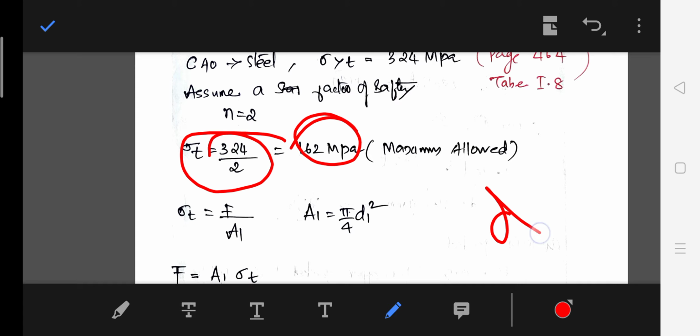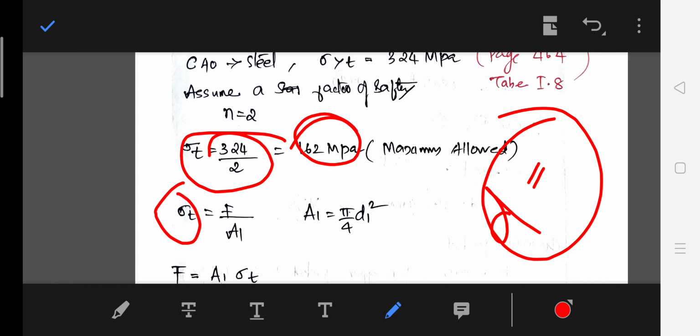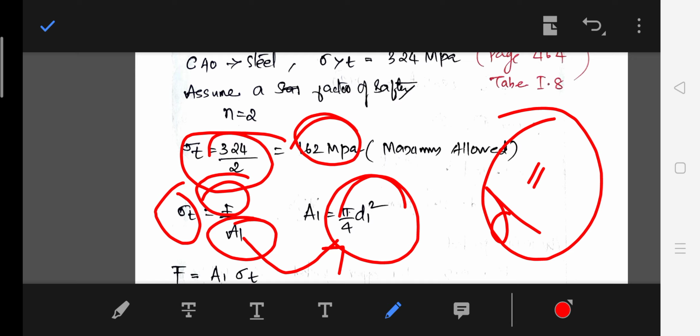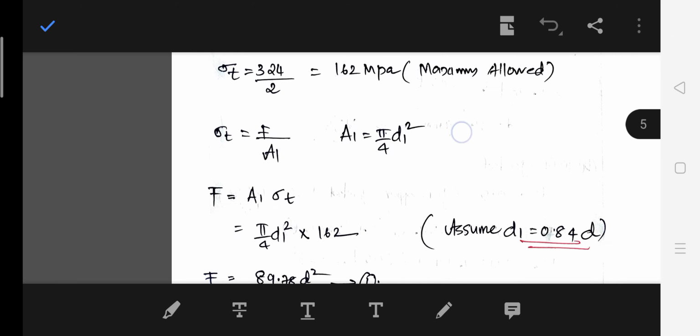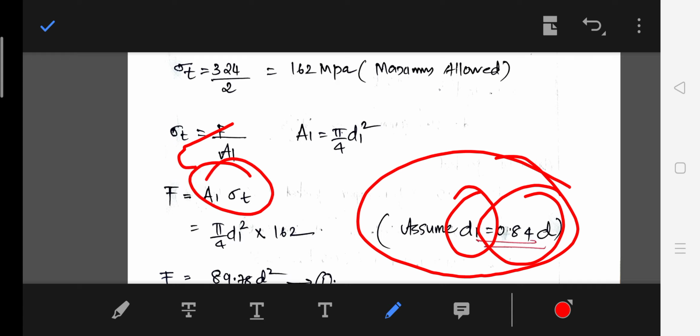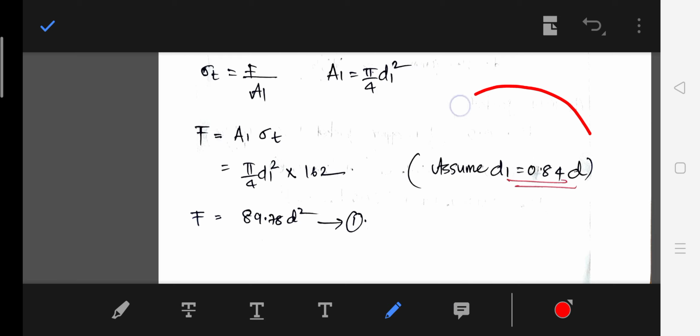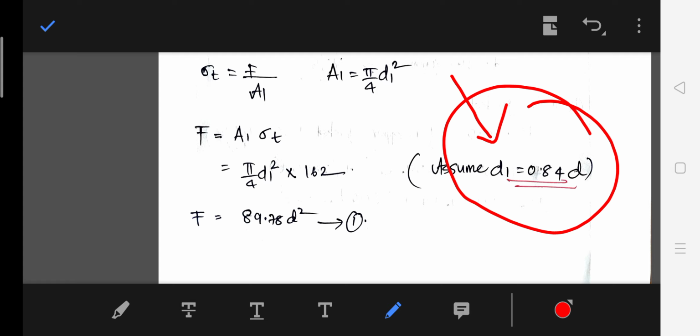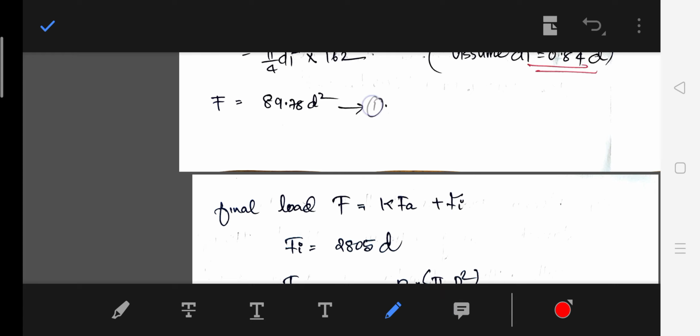We need to find the diameter, right? Sigma t is equal to force by area, so area is equal to pi by 4 d1 square. Here d1 is not given, so we assume that it is a coarse thread. So d1 is equal to 0.84 d. So we will get F is equal to A1 sigma t, where A1 is equal to pi by 4 d1 square. Sigma t we got 162, right? So instead of d1 we have to take 0.84 d because we are assuming it is a coarse thread. That is equation number 1.